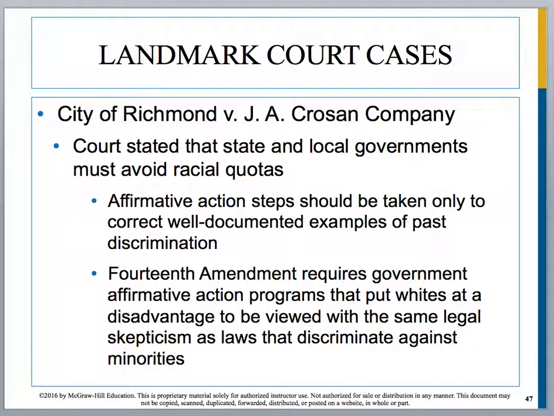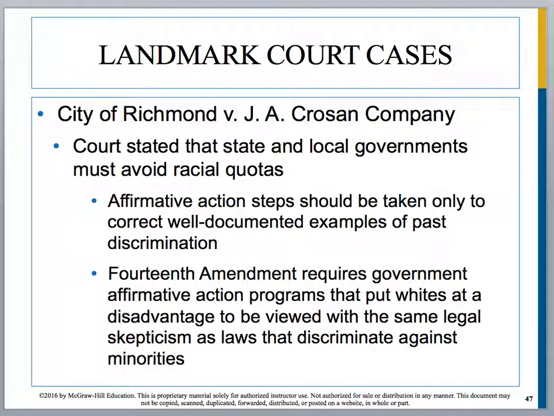The court went on to say that the 14th Amendment to the U.S. Constitution, which guarantees equal protection under the laws, requires that government affirmative action programs that put whites at a disadvantage should be viewed with the same legal skepticism that has been applied to many state and local laws that discriminate against minorities.